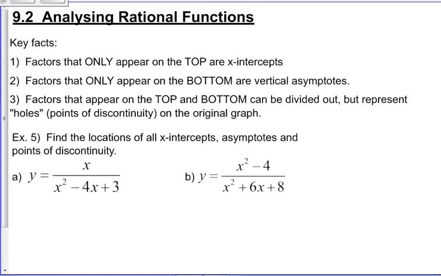The next big topic is analyzing rational functions. And these are ones that might have quadratics on the top or bottom. And here's what we need to know. Any factor that only appears on the top corresponds to an x-intercept. Any factor that only appears on the bottom is a vertical asymptote. And factors that appear on the top and bottom can be divided out, but they're going to represent holes on the original graph, meaning the graph is undefined at those points.